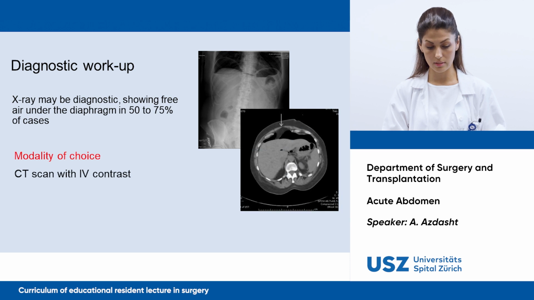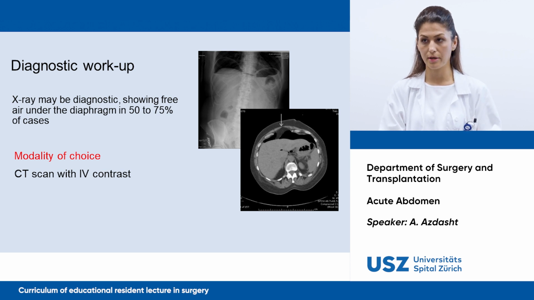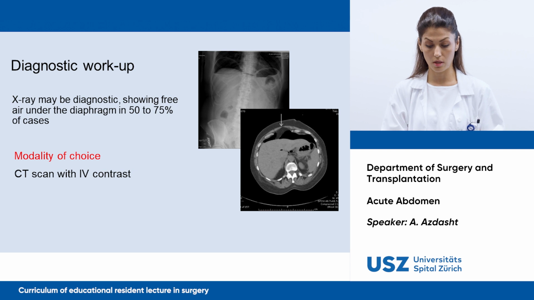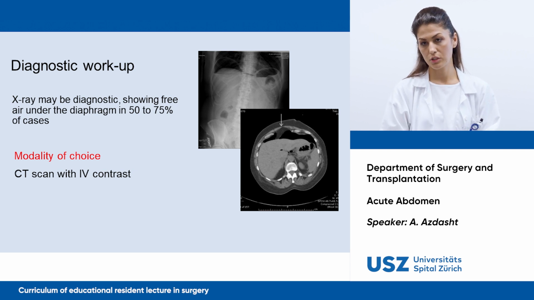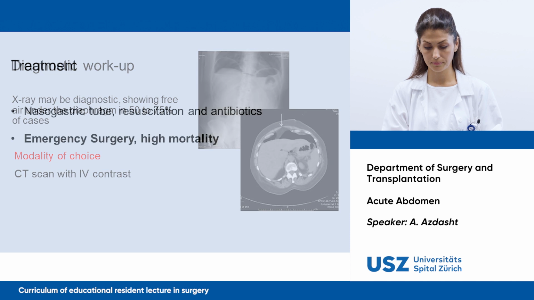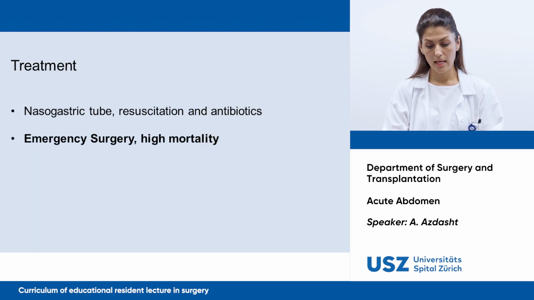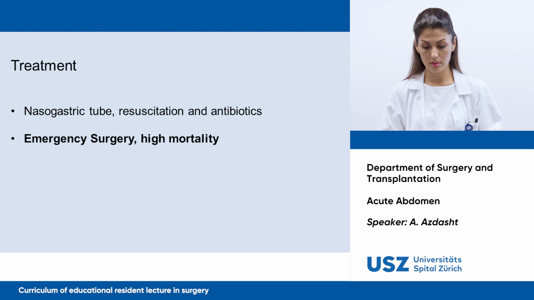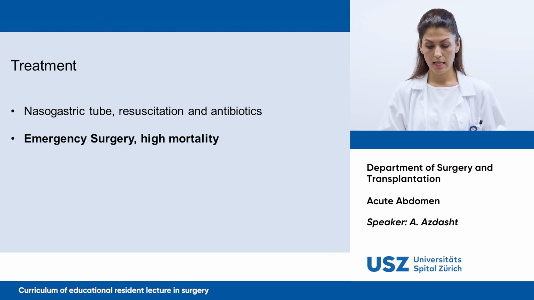So again, we go for the CT scan, if possible with IV contrast, to make it less difficult for the radiologists. But it's actually also possible to see free air pre-contrast or with no contrast. And if the site of the perforation can be detected by the radiologist, of course, it's easier for the surgeon to proceed with the surgery. An immediate insertion of a nasogastric tube is also indicated here, resuscitation and antibiotics because of the perforation. And bringing the patient to emergency surgery is due to the high mortality rate.